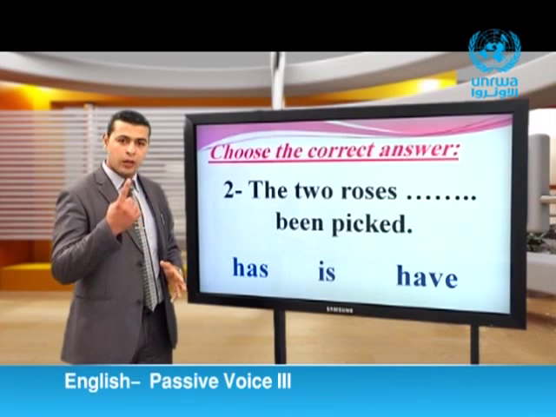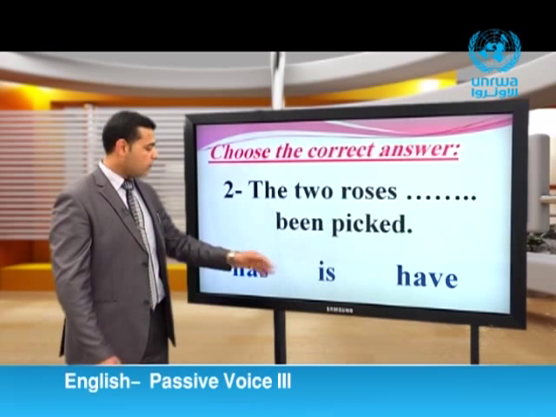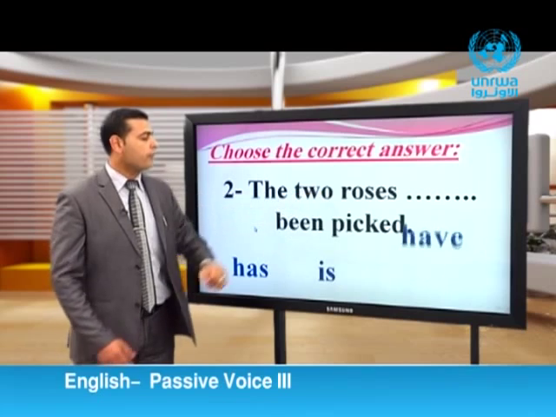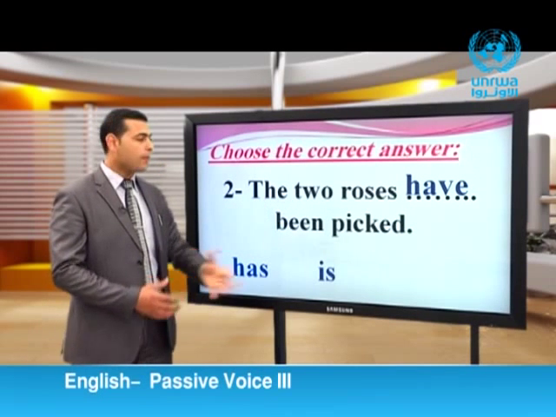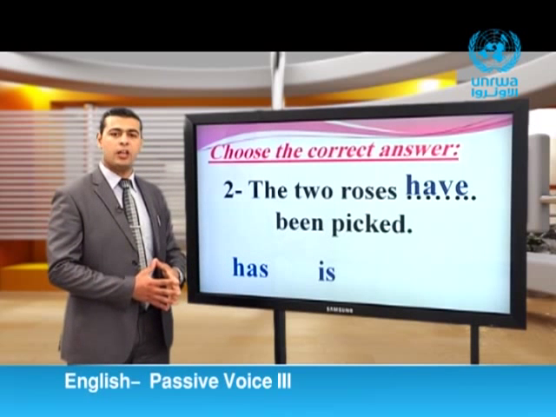Here we have two roses, not one rose. So, the two roses have. Excellent. The two roses have been picked. Why have? Because the subject is plural, not singular.